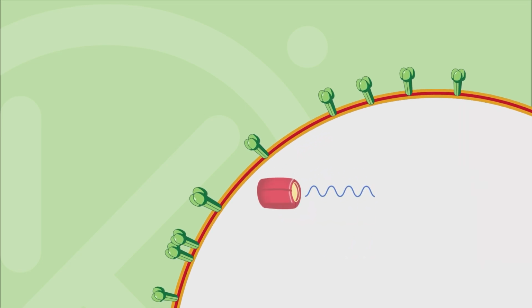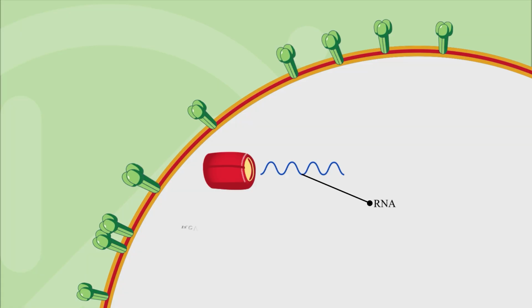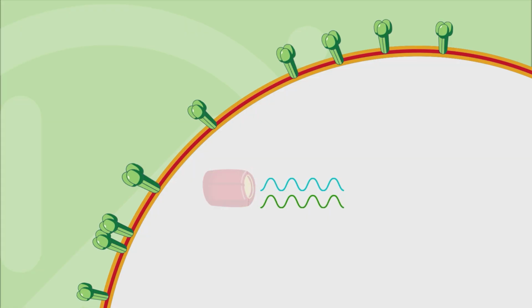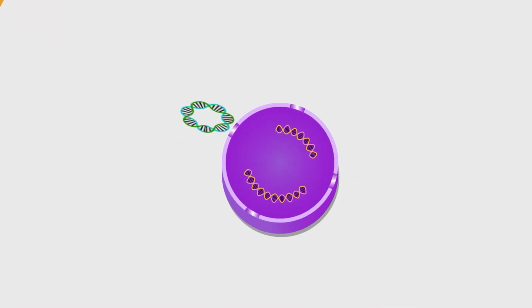Following entry, reverse transcriptase converts the viral RNA into complementary DNA, cDNA, through a process called reverse transcription. This newly synthesized cDNA is then duplicated to form double-stranded DNA, which is transported into the host cell nucleus. With the help of the enzyme integrase, the viral DNA integrates into the host genome, forming a provirus that becomes a permanent part of the host's genetic material.